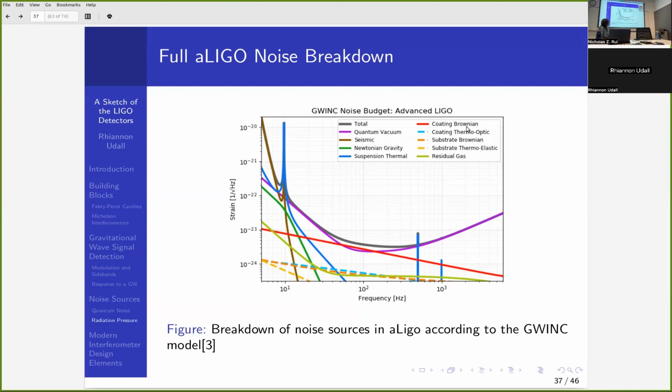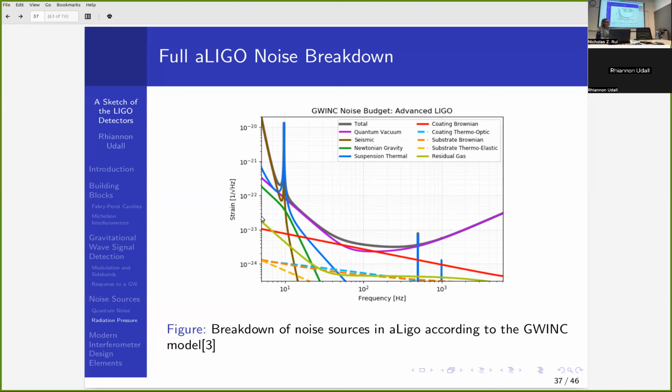The Brownian noise from the coatings is now actually starting to be near the level of the shot noise, where it was not previously. You have other things like suspensions. So the suspensions will have resonant modes, and they'll have thermal noise there. These are violin modes and just other stuff happening. You can break this down, and this is how you get to a noise curve that looks like what LIGO actually operates with.